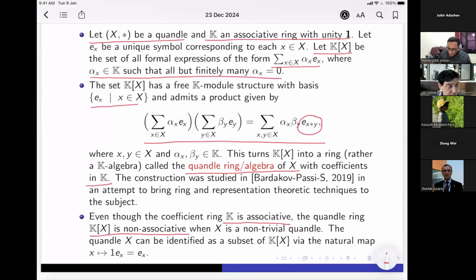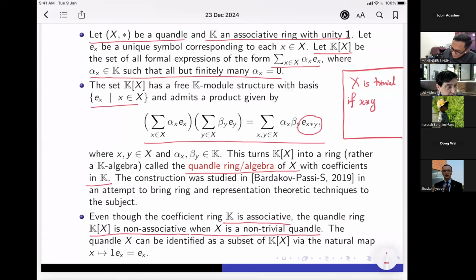In fact, it is always going to be non-associative unless your quandle is a trivial quandle. What is a trivial quandle? Let me recall. A trivial quandle is not like a trivial group, but it can have any number of elements. So X is trivial if x ∗ y is x for all x and y in X. So a trivial quandle can have any number of elements, and in fact, they are sometimes quite interesting. In contrast to groups, trivial quandles can be interesting.